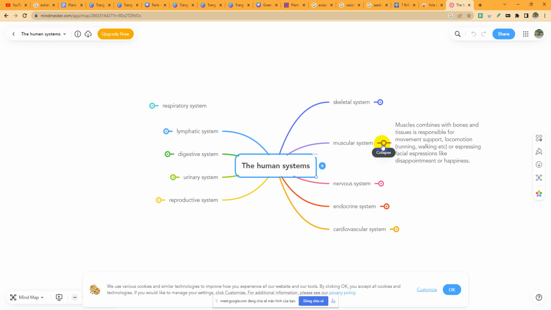Muscular systems often collaborate and work combined with the skeletal system, or in specific words, with bones and tissues, which are responsible for movement support or locomotion, which in other words incorporates running or walking, to expressing facial expressions like disappointment or happiness, because muscles on our face are also responsible for expressing our current moods. Like when we're disappointed, we have certain ways to express our disappointment.